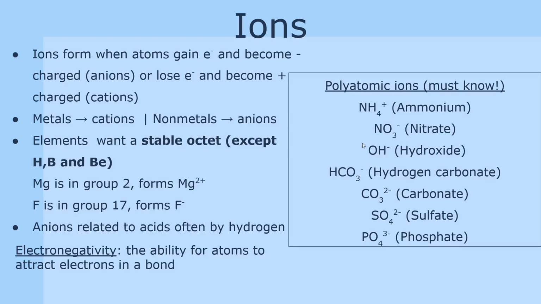Another important thing that's going to carry on to the rest of this unit is electronegativity. Electronegativity is the ability for atoms to attract electrons in a bond. That increases across period and decreases down a group. Increases across period because there are more protons. Decreases down a group because there are more energy levels.